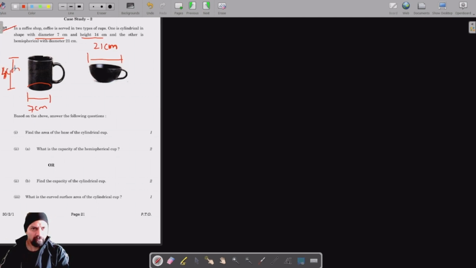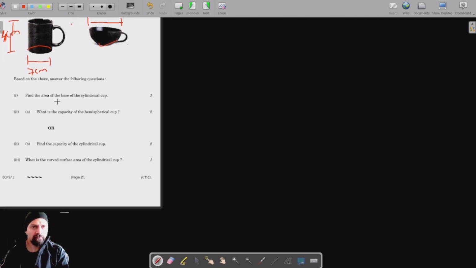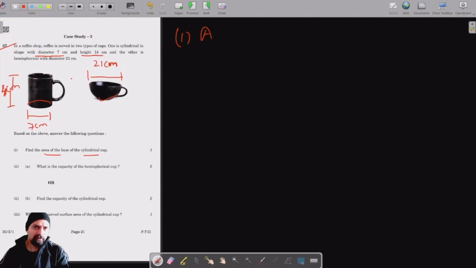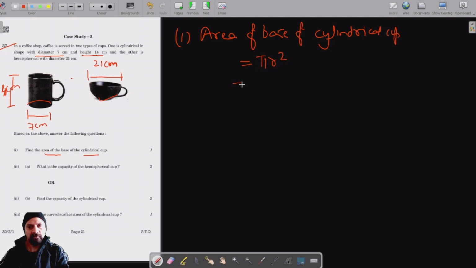It's given that in a coffee shop, coffee is served in two types of cups, cylindrical and hemispherical. Based on the above information, we have to find the area of the base of the cylindrical cup. Area of the base of the cylindrical cup, which is in circular form. We will use the formula of a circle, which is pi r squared. So pi is 22 by 7. The diameter is 7, so radius is 7 by 2 into 7 by 2, which gives us the area as 77 by 2 centimeter square.